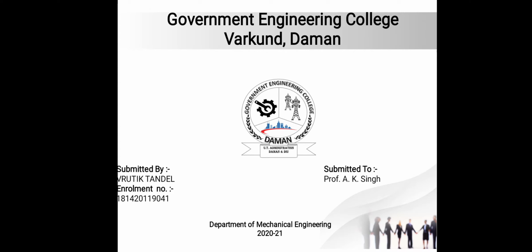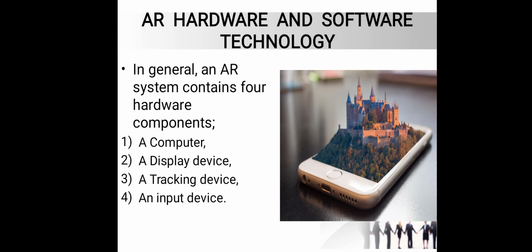I am presenting on AR hardware and software technologies for Industry 4.0. First, AR hardware and software technologies. In general, an AR system contains four hardware components. First is a computer, second is a display device, third is a tracking device, fourth an input device.